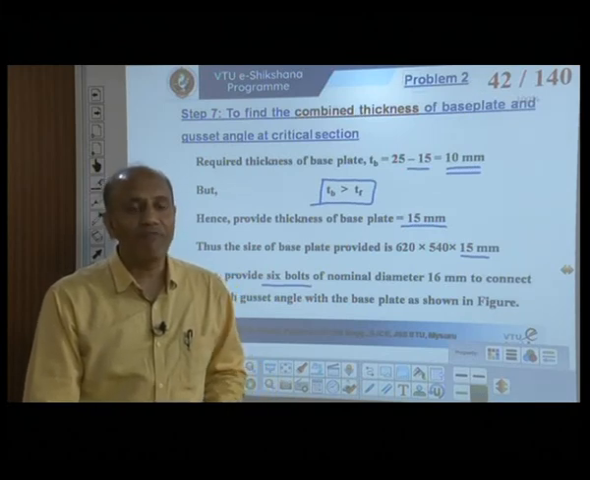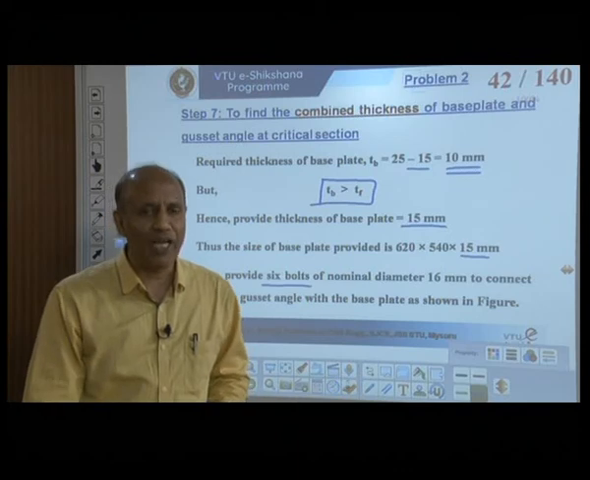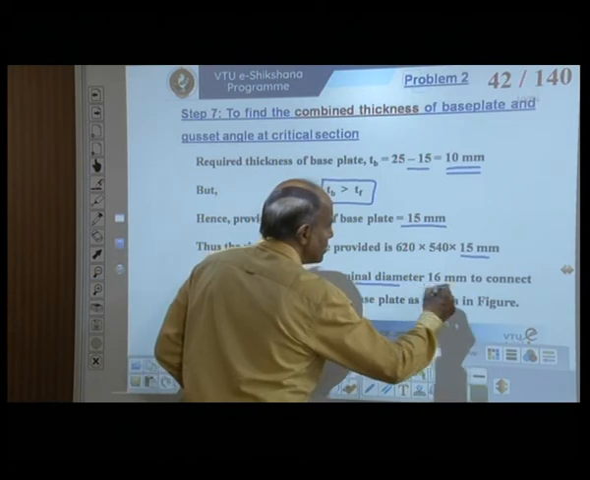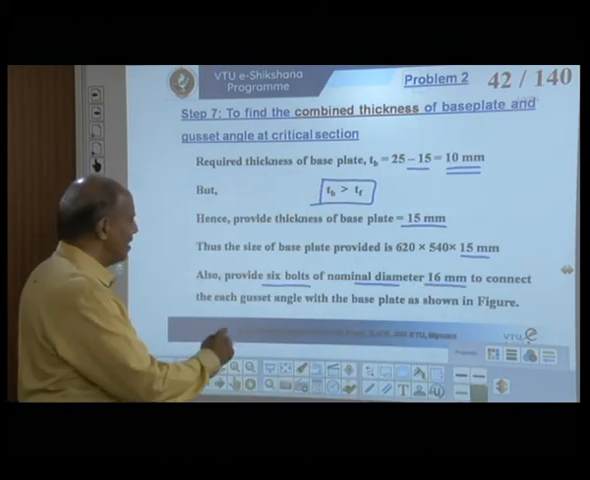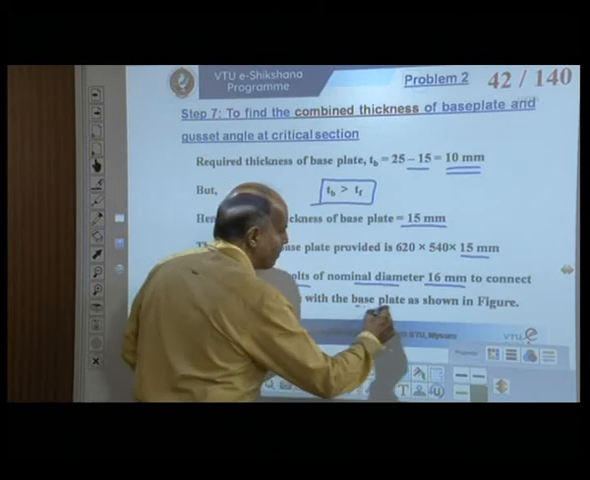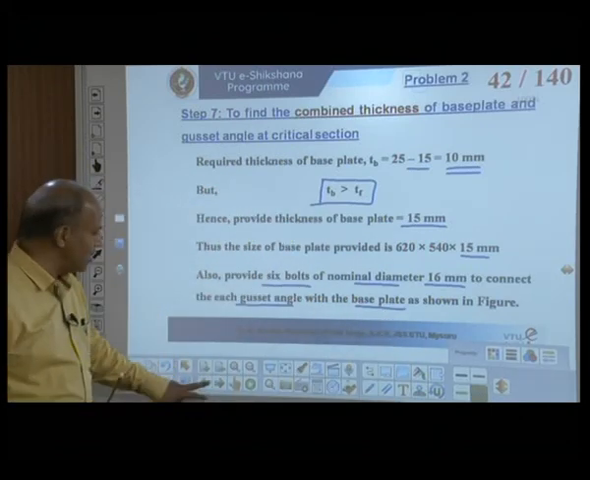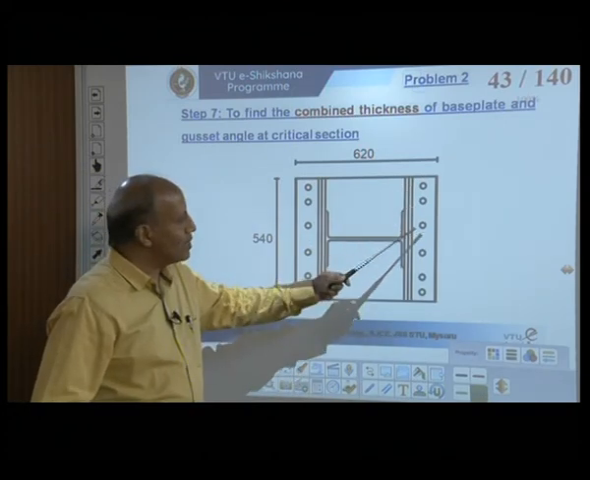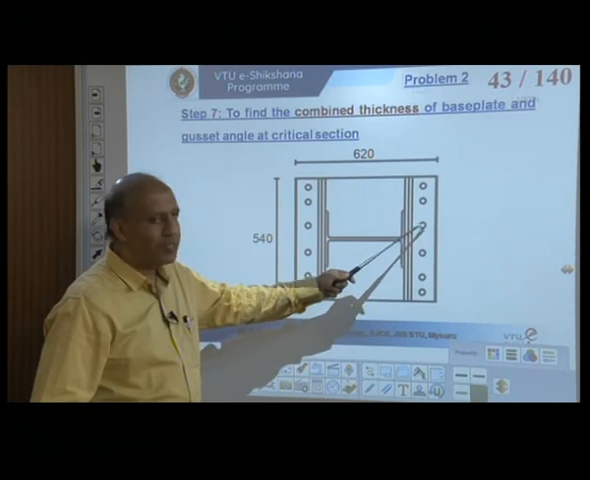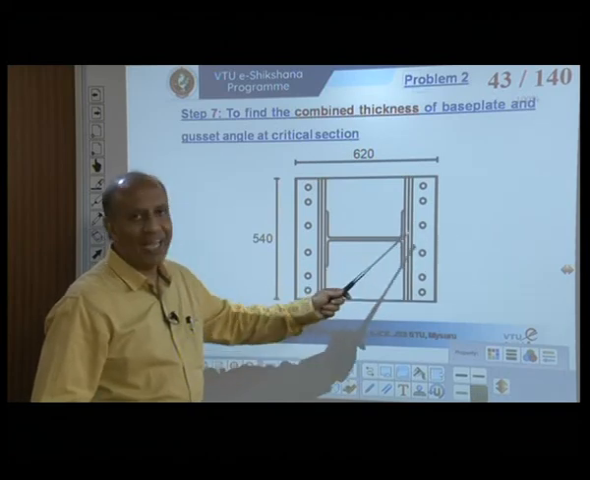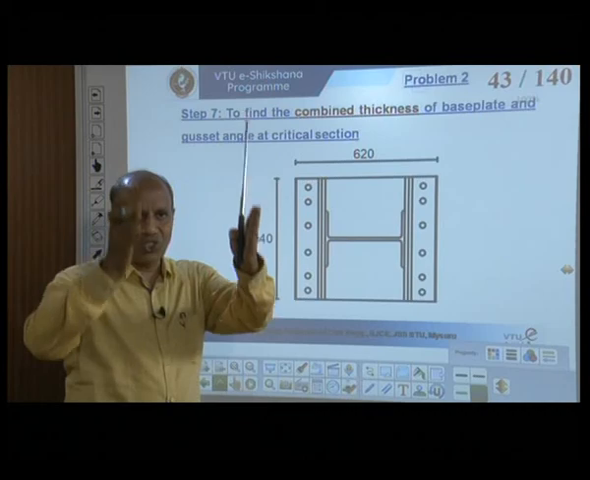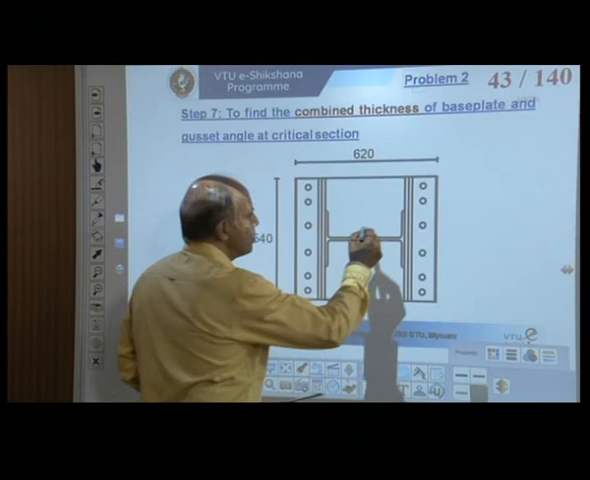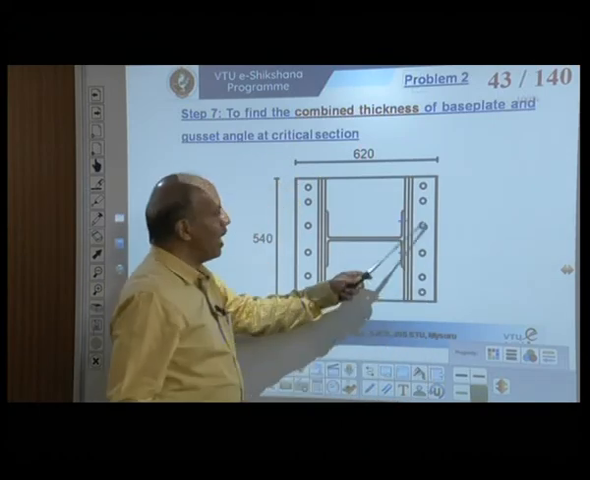the 115 leg of the angle, that is the horizontal leg of the angle, with the slab base. I'm assuming it has 6 numbers, nominal diameter 16 millimeters, to connect each gusset angle with the base plate. You can clearly see this if we look from the plan. I'm putting 6 numbers, and these 2 bolts that I have assumed will be in line with the 2 rows or 2 columns of bolts that we had placed here, right? So they are in line with this.